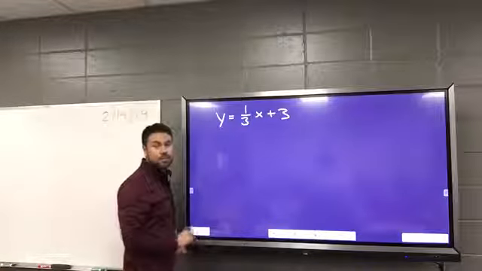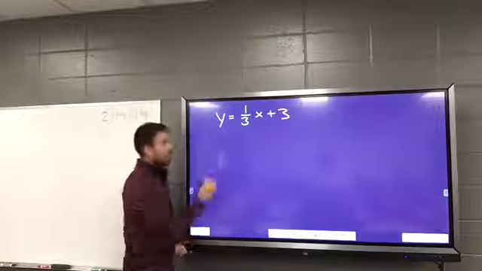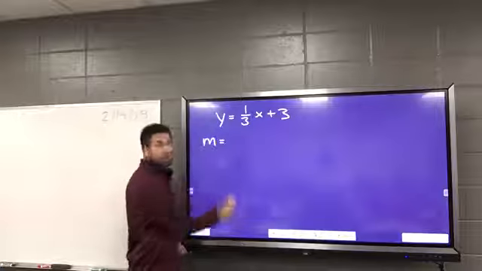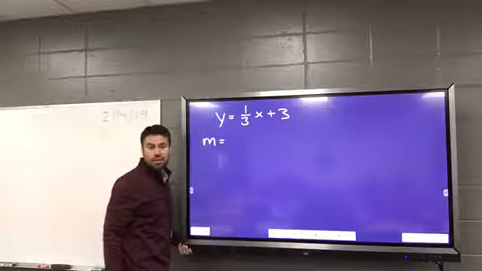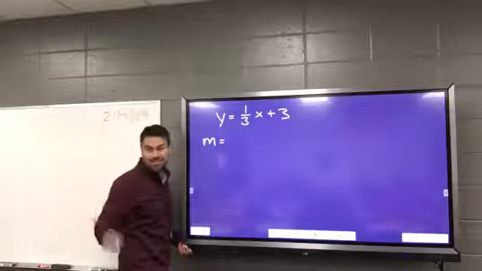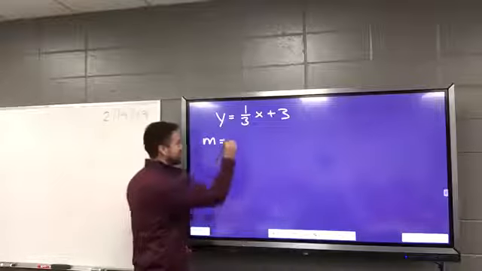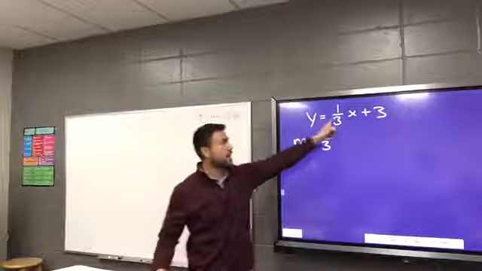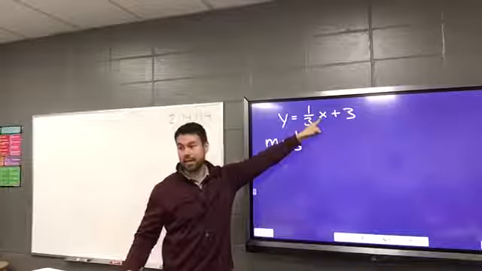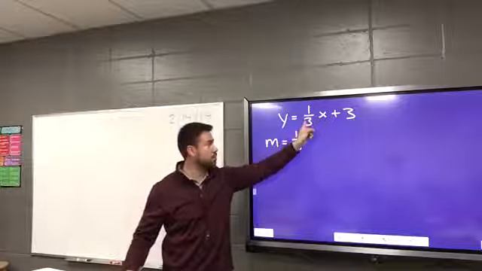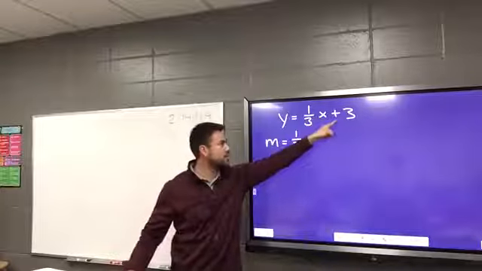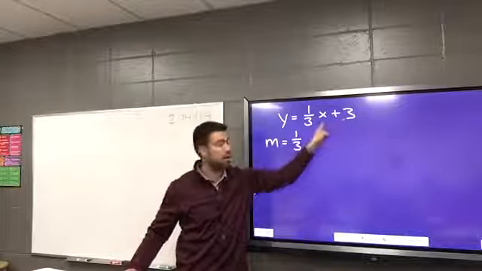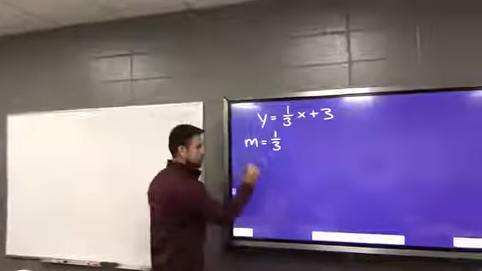Can anyone tell me what the slope is? What is the slope? 1/3. Good. 1/3. That's the slope. It's right there. It's the number that's multiplied by x. If you need to remember that, the number multiplied by x. Right there. Is 3 multiplied by x? No. 1/3 is. That's your slope.